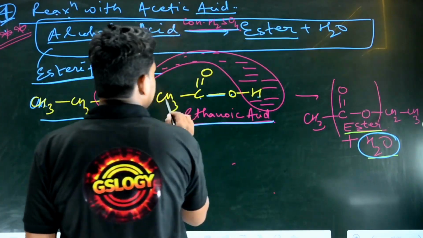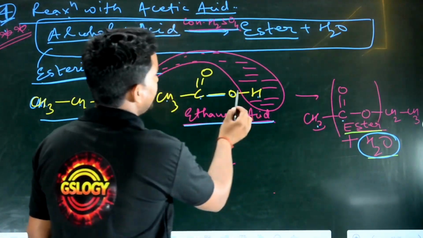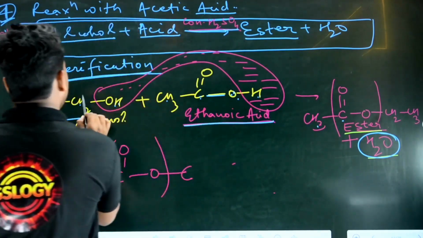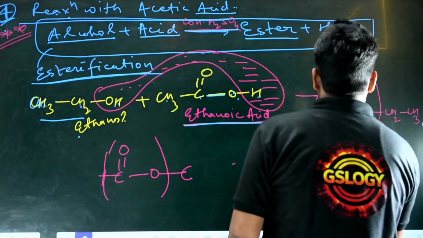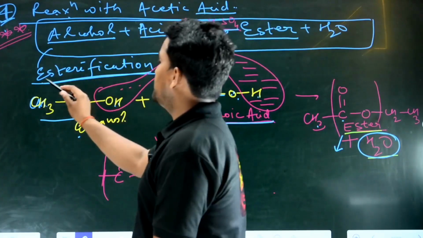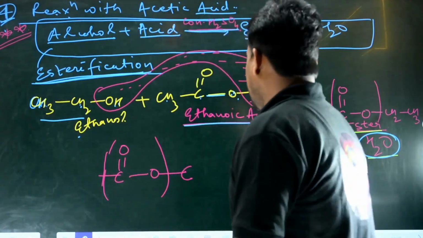And the CH3C double bond O combined with O CH2CH3 will form what? Ester, and this reaction is called esterification.